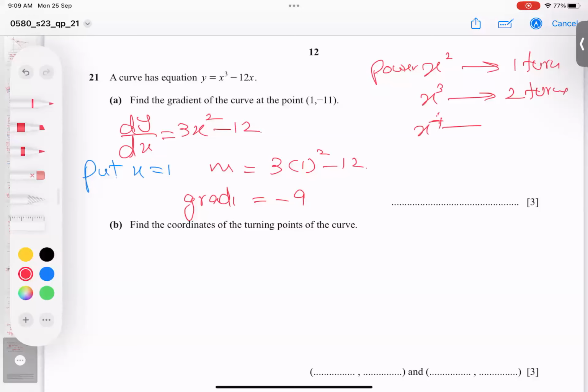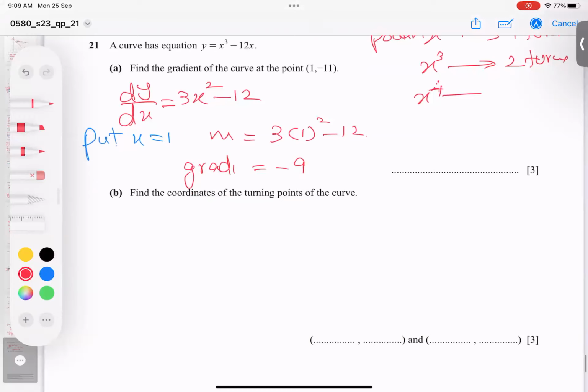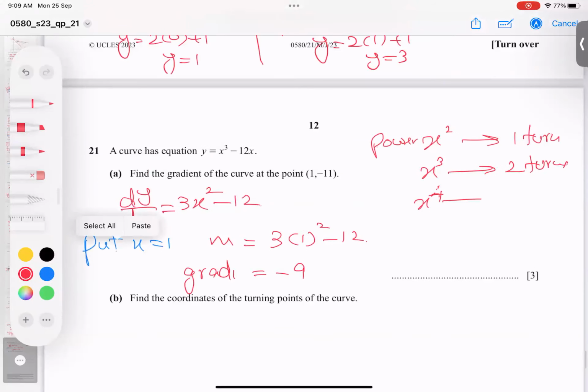Then we have, wait a minute. Why is it not writing? One minute, please. Just a minute. Some issue is coming in the pen. Okay, let me check where the problem is. I'm not able to write.